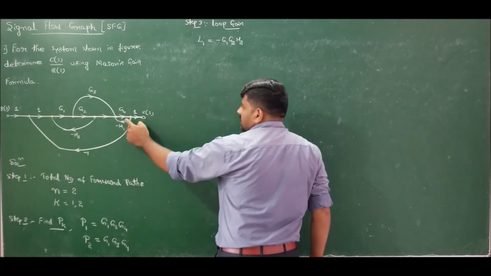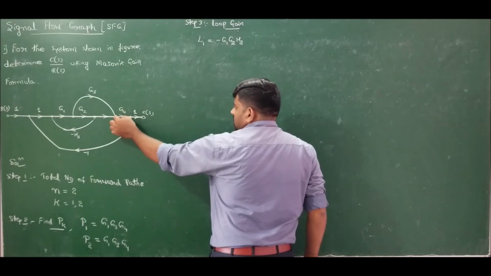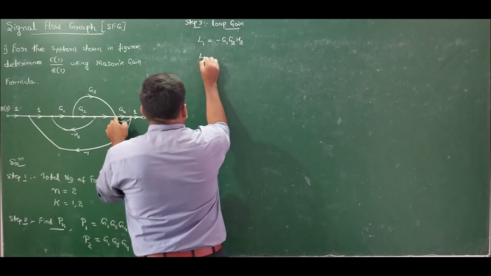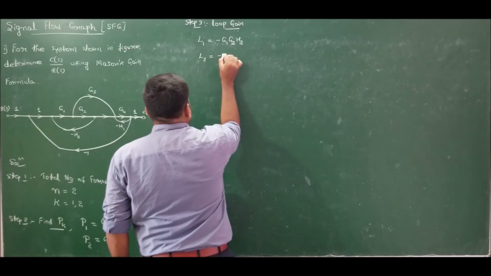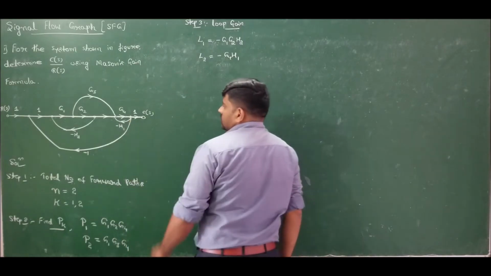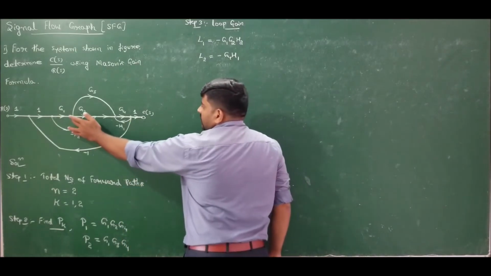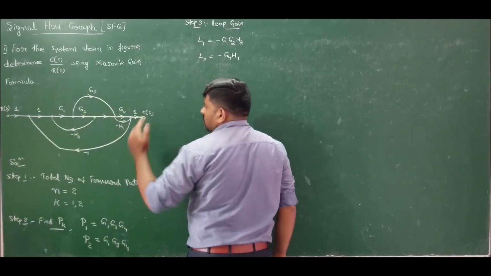Again you can see another loop here. This is the starting point. I'll go like this and come back. So the loop gain is G4 into minus H1, that is, the loop gain of loop 2 is minus G4 H1. Any other loops? You check. If I start from here and go like this, I cannot come back, so this cannot be a loop.